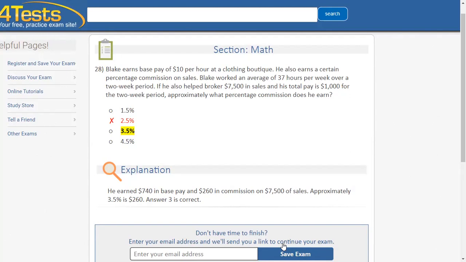Right, $260 in commission. And how much was the sale? $7,500 in sales, so you will have to work out the percentage. Sales also pay $1,000 for the 2 week period. Approximately what percentage commission does he earn?